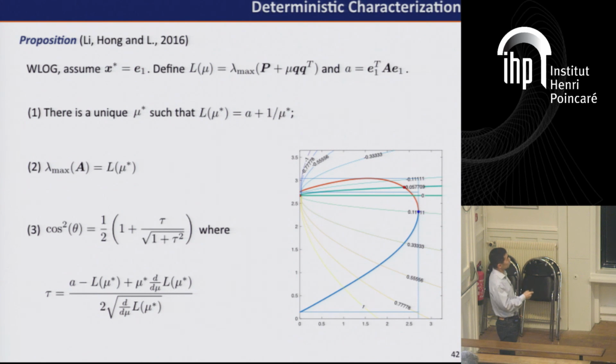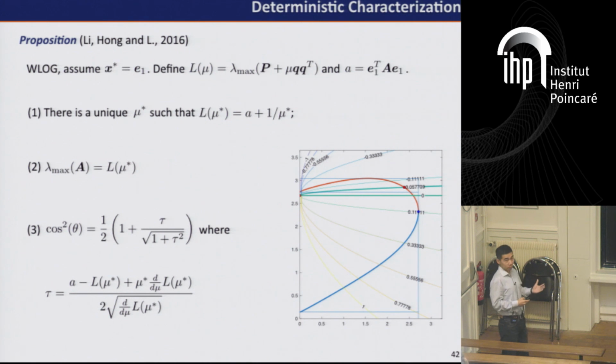L of mu is equal to A plus 1 over mu. There's a unique fixed point, mu star. And the value of this function at this fixed point is exactly equal to the largest eigenvalue. And the inner product can also be computed at this fixed point, if you know the function and its derivative. This is a result that holds for any matrix. It does not need to be random. It works for any matrix, any size. It's a deterministic result.